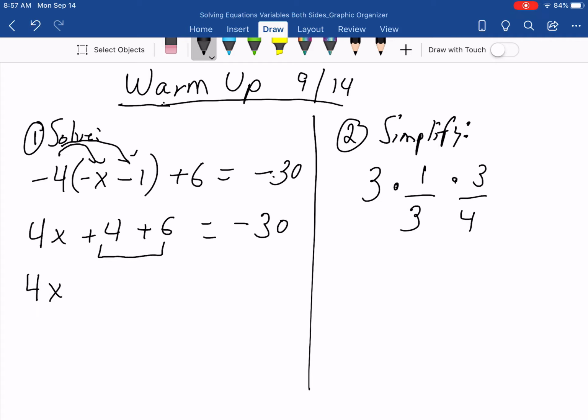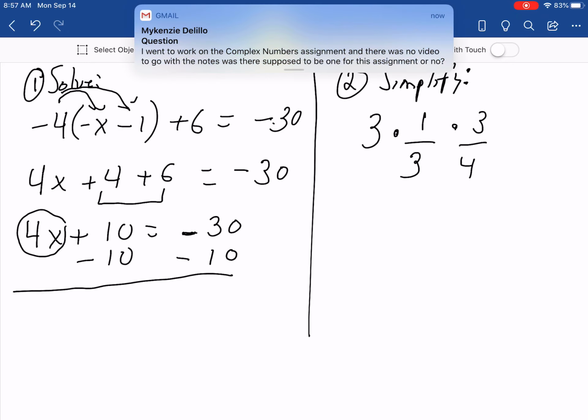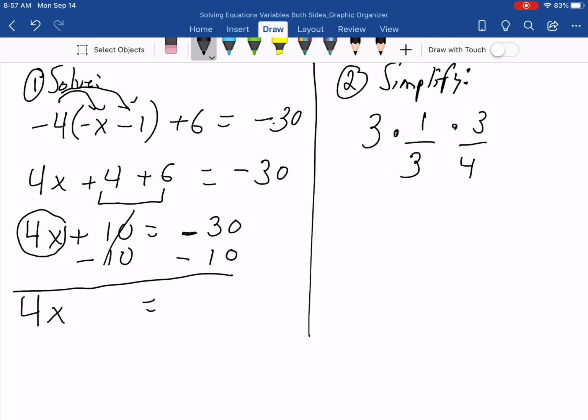So we have 4x plus 10 equals -30. Okay, so I want to isolate the 4x, which means I'm going to subtract 10 from each side. So we've got 4x equals -40. Divide each side by 4, and x is -10.